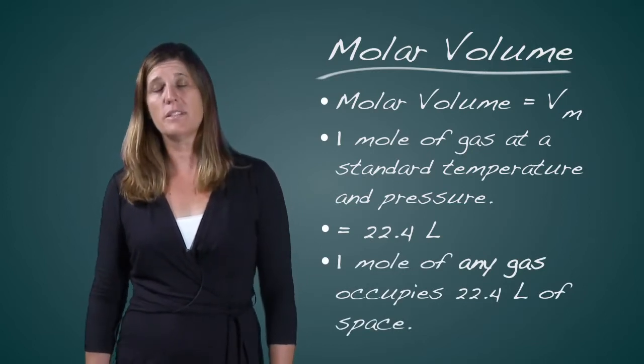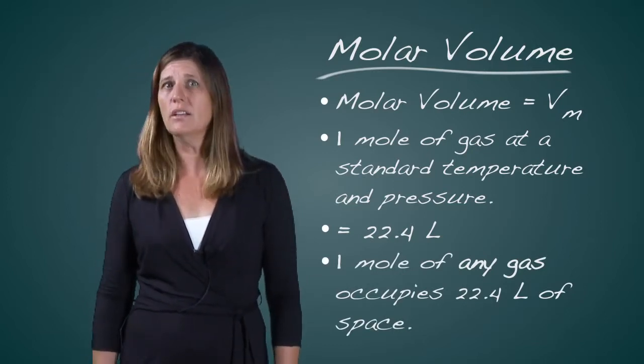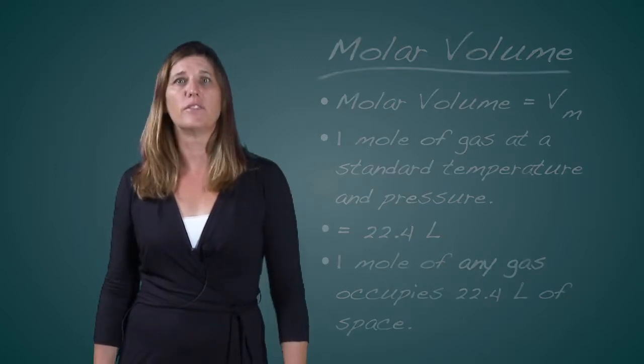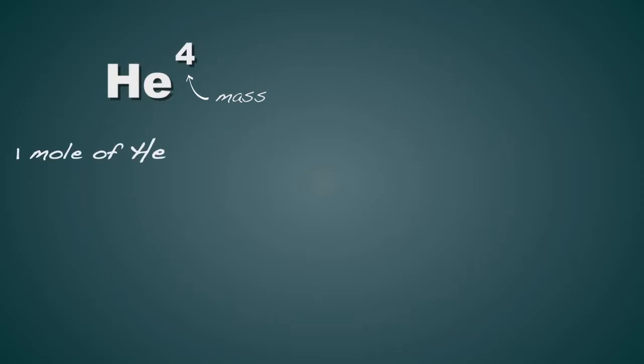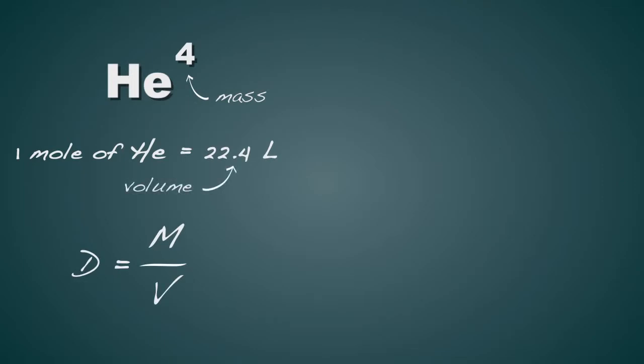However, each of those gas particles, even though they're ideal, if you have different gases, have a different mass. So for example, helium. Helium has an atomic mass of 4 grams per mole. So if I had 1 mole of helium at standard temperature and pressure, it would occupy 22.4 liters. But the density would be 4 divided by 22.4.